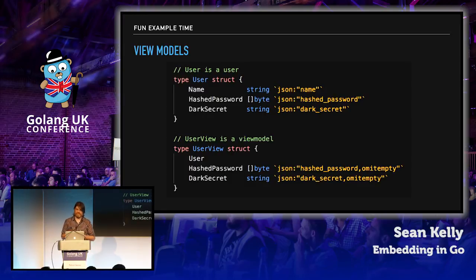So how this might look, and this is a rare non-dog-based example, I apologize, but a very common thing that you would have is a user, right? And that user is going to have a username, they're going to have a password, and for some reason, we are a service that collects dark secrets. And you don't ever want to expose the dark secret or the password to the front end.